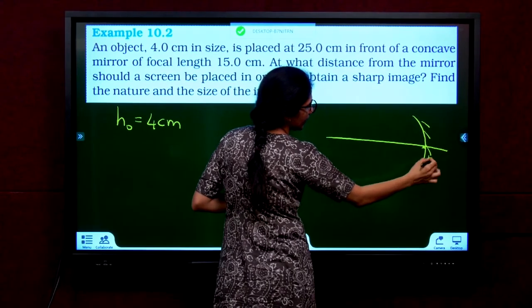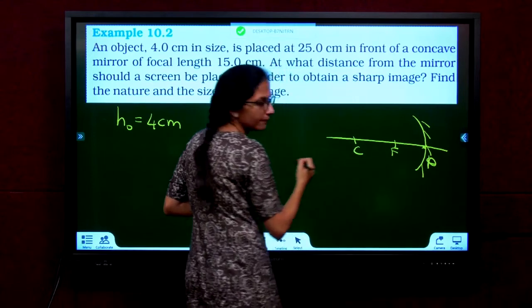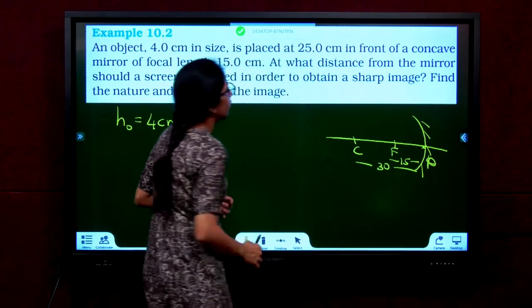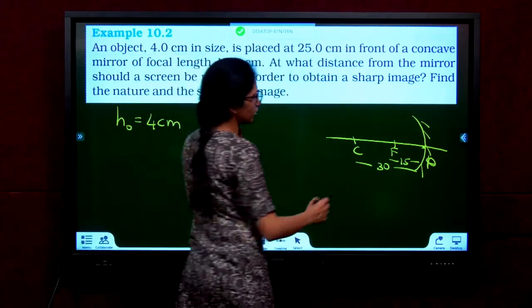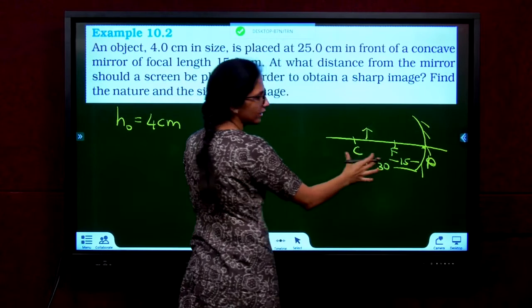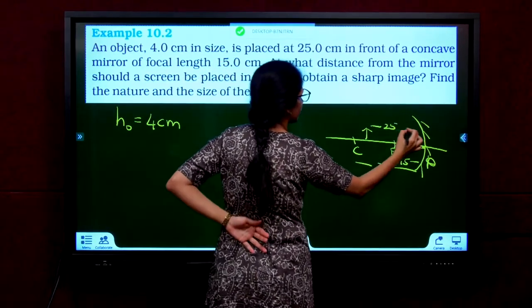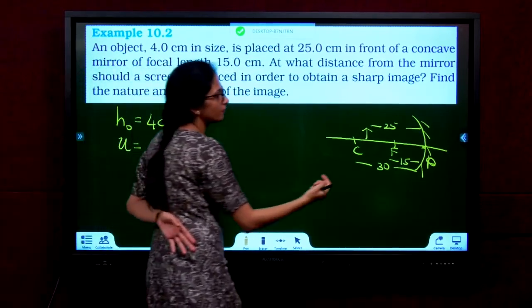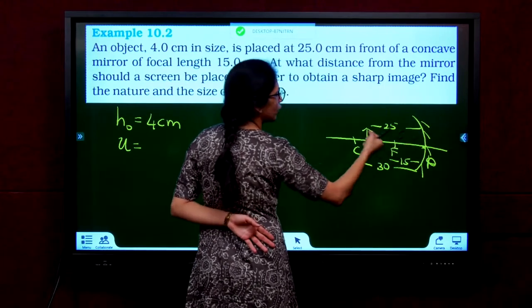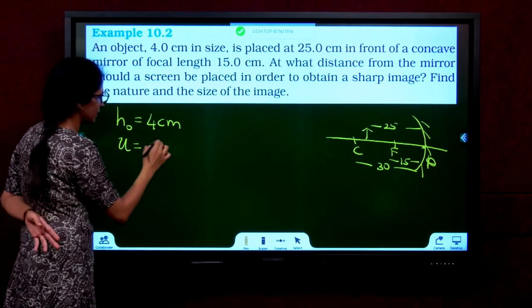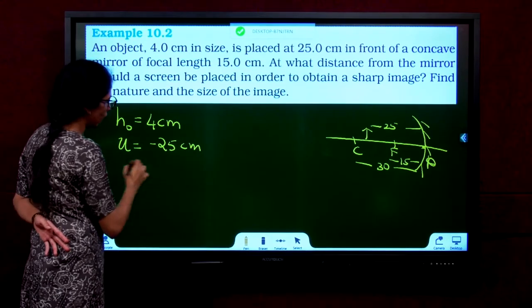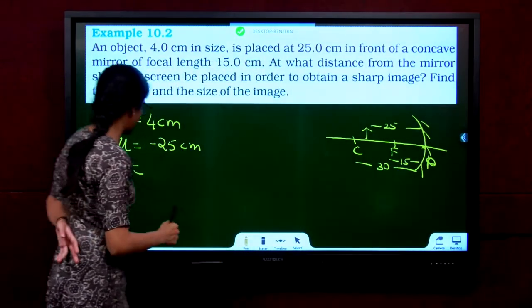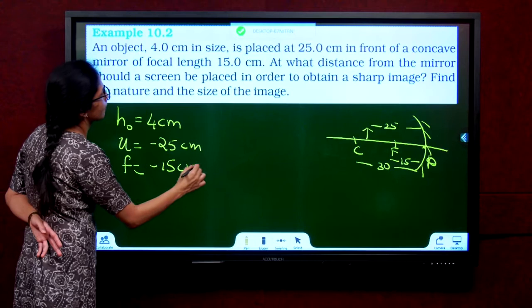This is P. You have F, you have C. F is 15 centimeters, so C is 30 centimeters. The object is placed 25 centimeters from the concave mirror, so somewhere in between, 15 and 30. So this is 25. What is the object distance, plus 25 or minus 25? You should measure from the pole and go here. Going to the left, it is minus 25 centimeters. What about the focal length? Focal length of a concave mirror is negative. Why? Because we're going from pole to focus, left side again, minus 15 centimeters.